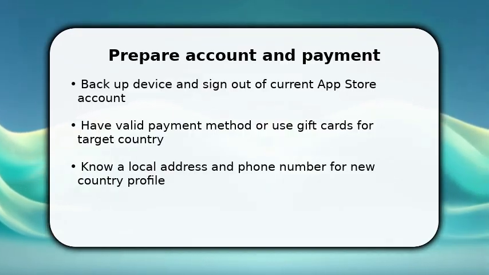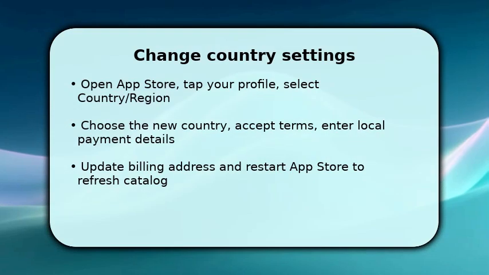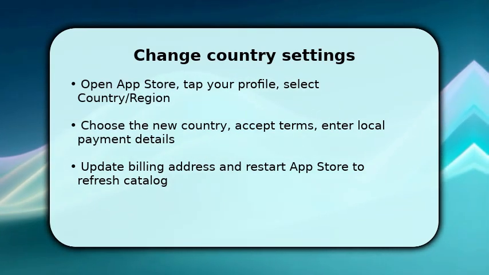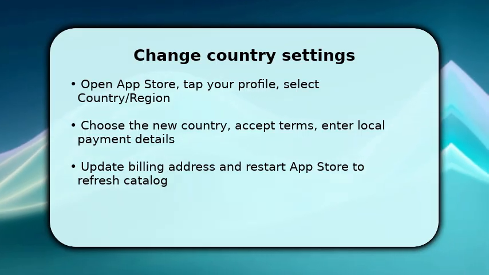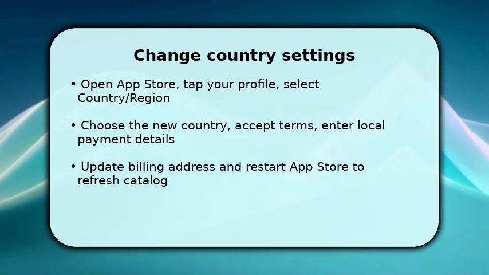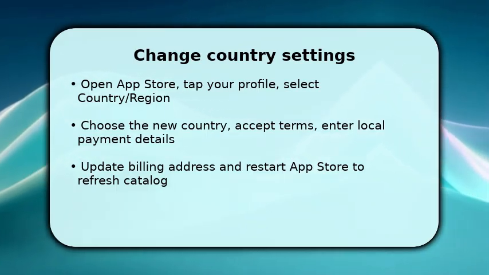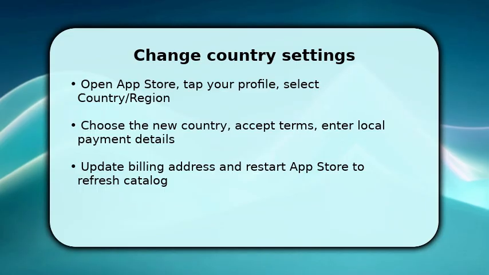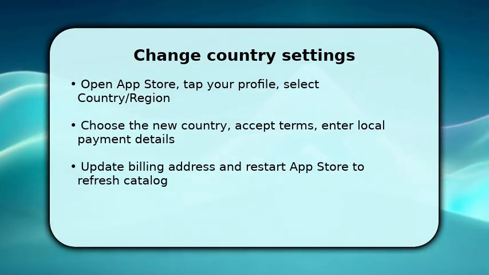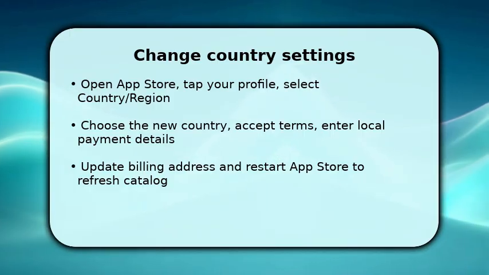Now you change the country settings in the App Store itself. You open the App Store, tap your profile, then choose country or region. Once selected, read and accept the terms. Next, enter the payment method and billing address for that country and make sure the format matches local requirements. After you save, restart the App Store to refresh the catalog so apps, prices, and content appear for that region. This middle step is where formatting matters.